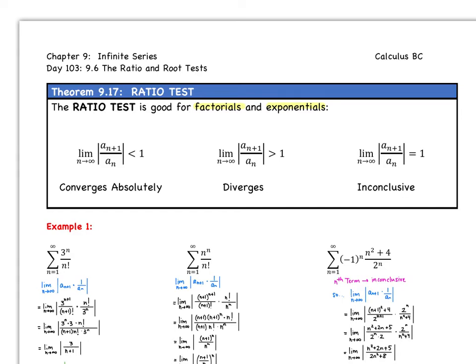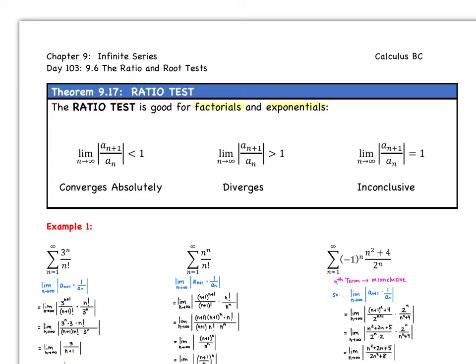All right, welcome to 9.6, the ratio and root tests. These are the last two tests to test for convergence or divergence of series. So the first one we're going to look at is the ratio test. And we would tend to use the ratio test when factorials and/or exponentials are involved.